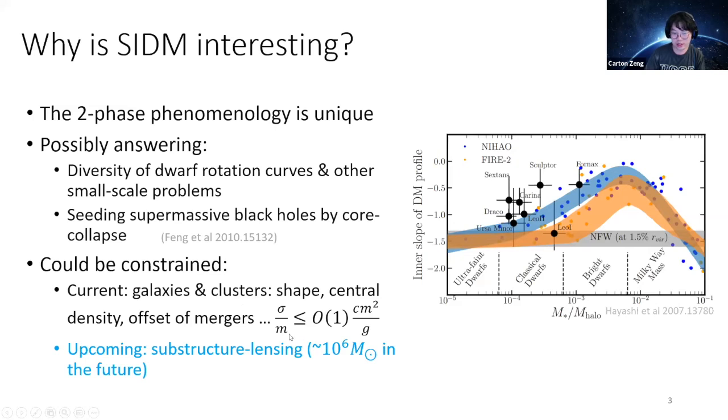But with upcoming substructure lensing surveys, we may also be able to put constraints on the low velocity and namely smaller subhalos in the near future.